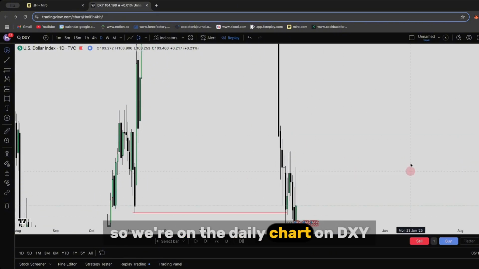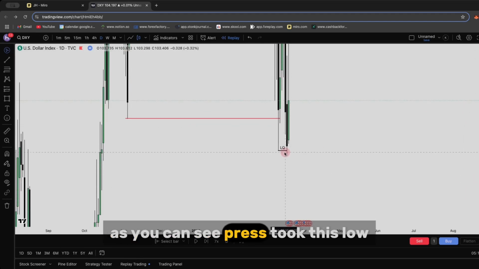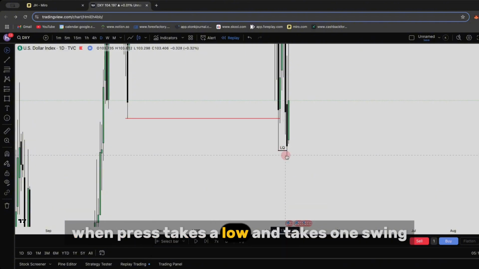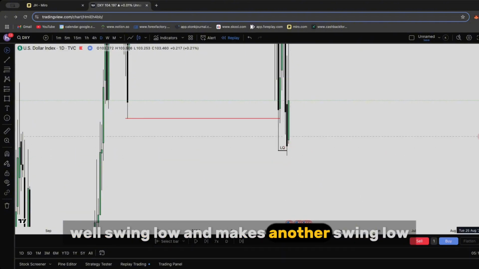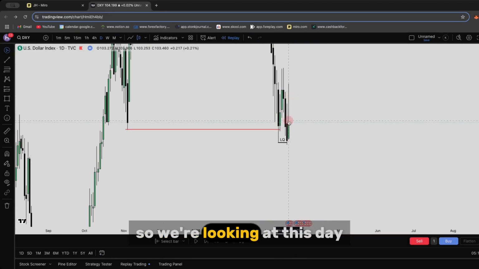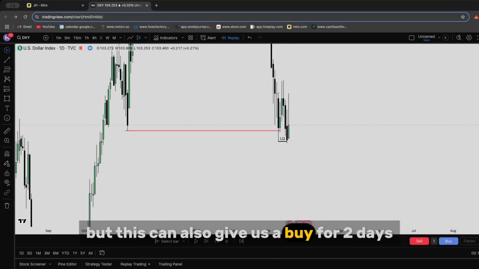So we're on the daily chart on DXY. As you can see, price took this low, we respected it, and we're seemingly making a swing low below here. When price takes a low and takes one swing low and makes another swing low, it's very likely the next day after will go up. So we're looking at this day, but this can also give us a bias for 2 days.